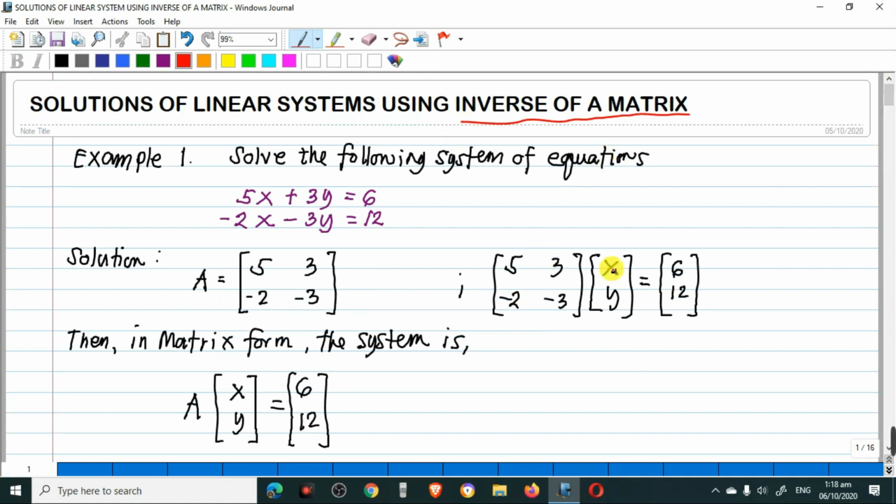So, hanggang dito muna yung ating topic. I think yung dalawang example, enough yon para makapag-solve tayo ng system of linear equation.